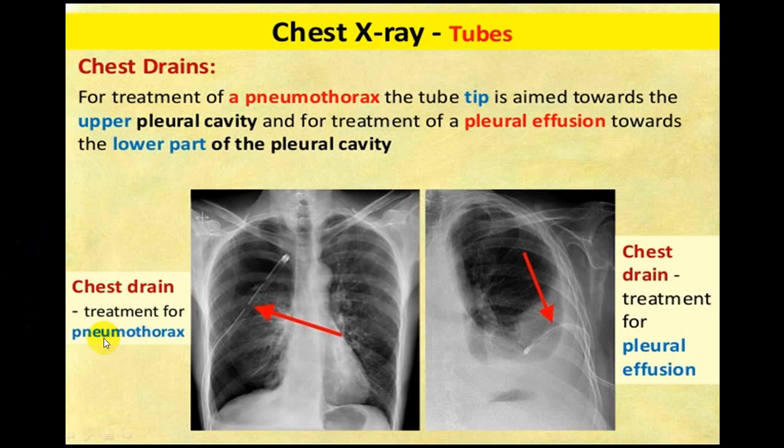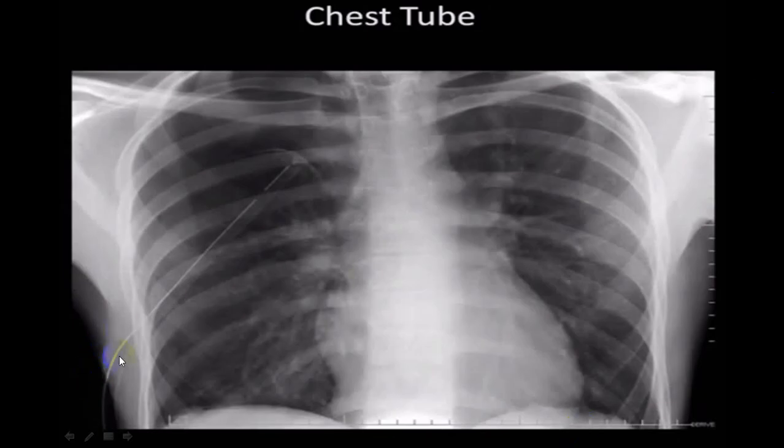In a case of a pneumothorax, usually the tube is put higher up, while in a case of a pleural effusion, it is lower down, because the fluid, being heavy, will always settle at the bottom. See this drainage tube. This is in a pneumothorax. You can see this pneumothorax area. You can see the lung border. So this is for a pneumothorax. Chest tube.